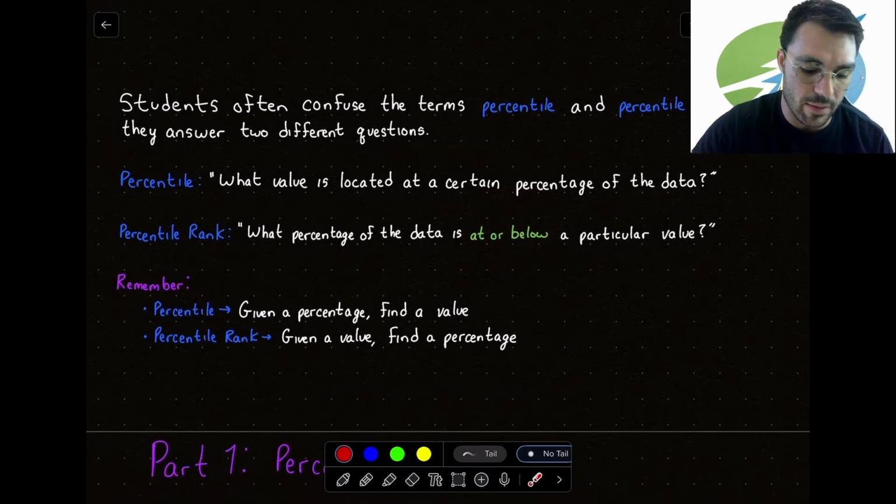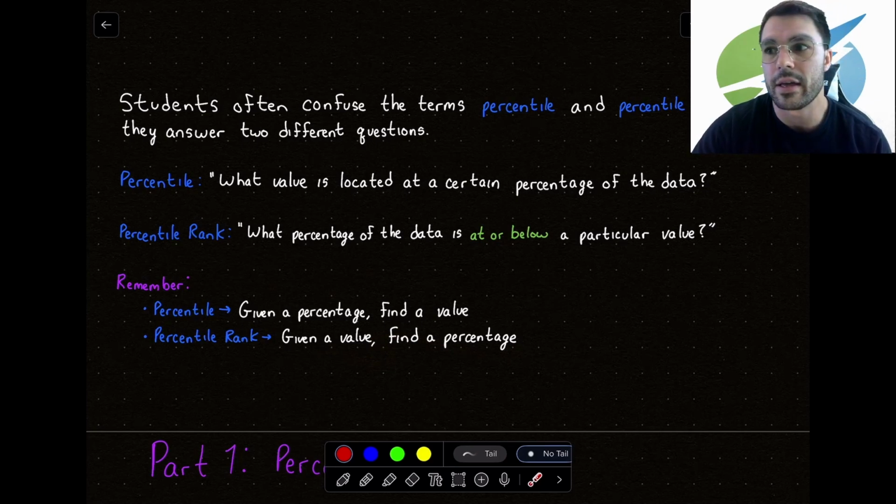Quick way to remember it: percentile, given a percentage, find a value. Percentile rank, given a value, find a percentage. I want to talk about this because you hear about the 20th percentile, the 70th percentile, you hear that kind of language very often. So I just want to talk about what exactly that means and how we can calculate it.